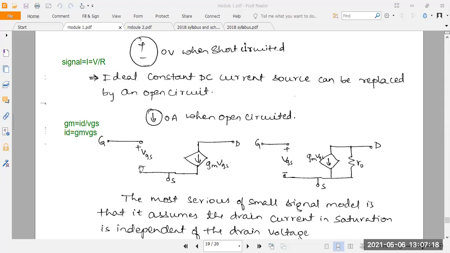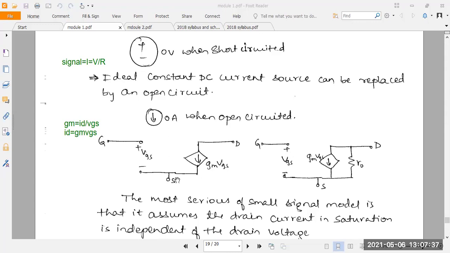Here gate to source is made open circuit, and gate to drain is open circuit, because these two are very small signals. Gate to source and gate to drain voltage is very small. If there is a small voltage here, the resistance is infinite. Yes, for that reason they are made open circuit.